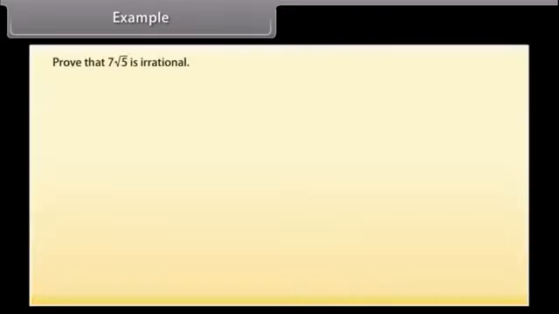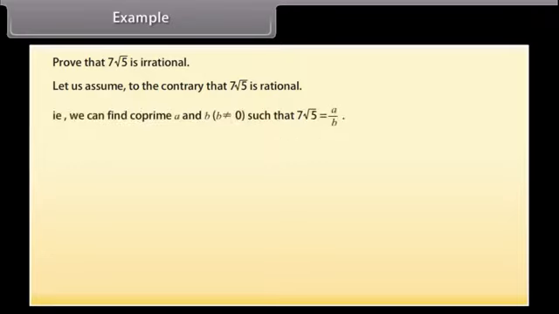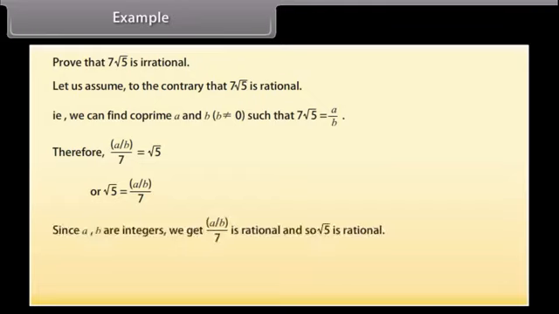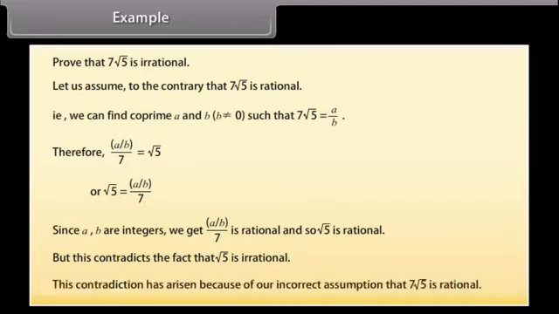Example. Prove that 7 square root 5 is irrational. Let us assume to the contrary that 7 square root 5 is rational. That is, we can find coprime a and b, where b is not equal to 0, such that 7 square root 5 is equal to a upon b. Therefore, a upon b upon 7 is equal to square root 5, or square root 5 is equal to a upon 7b. Since a, b are integers, we get a upon 7b is rational, and so square root 5 is rational. But this contradicts the fact that square root 5 is irrational. This contradiction has arisen because of our incorrect assumption that 7 square root 5 is rational.